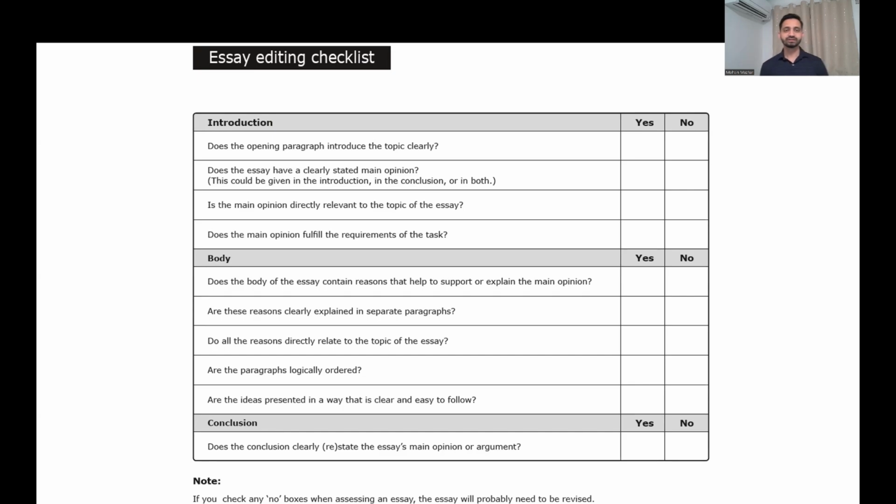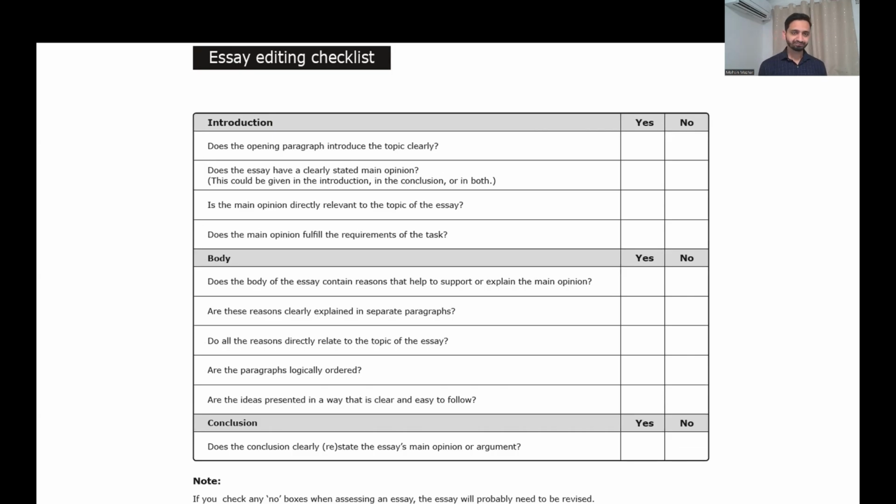All right, does the opening paragraph have the topic clearly stated? Okay, if it's correct, then it's a yes, you can move on. The other thing you want to look for is, does the essay have a clearly stated main opinion? So you want to make sure your main opinion is clearly stated in your introduction. This could be given in the introduction, in the conclusion, or in both. I suggest that you give your opinion in both the introduction as well as your conclusion, okay?